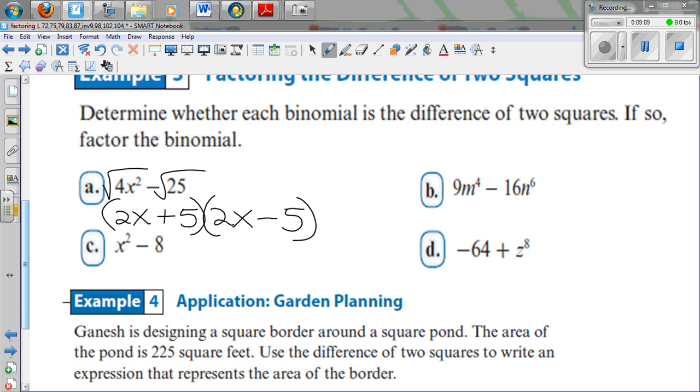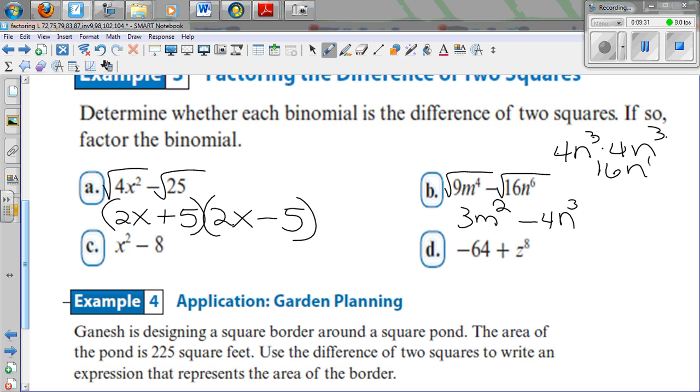B. 9m to the 4th, is that a perfect square? Yes, because that's 3m squared. And 16n to the 6th is 4n to the 3rd. And so if you're not sure, multiply 4n to the 3rd times 4n to the 3rd. That's 16, and then you add the exponent, so n to the 6th. And again, if we have this working, it's going to be one plus and one minus. So 3m squared plus 4n cubed and 3m squared minus 4n cubed.